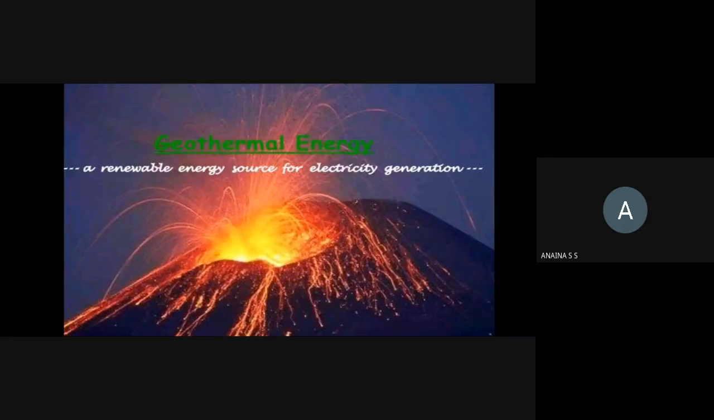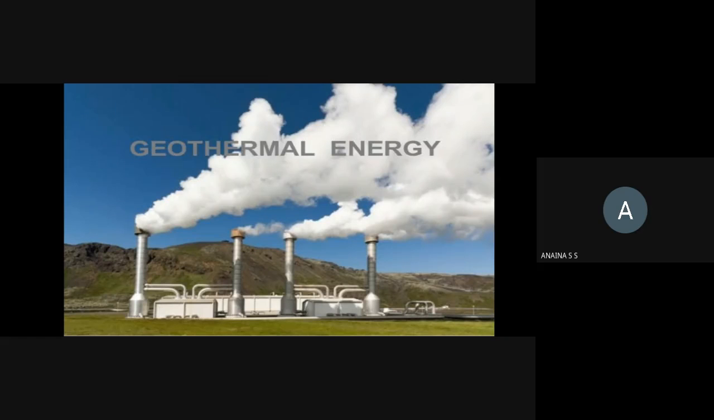In the previous class, we had discussed biofuels. The next section in module 4 is geothermal energy.